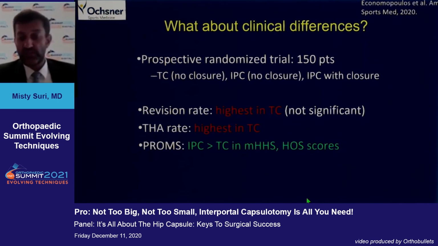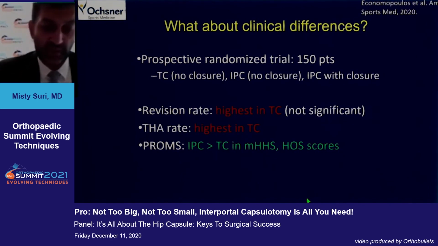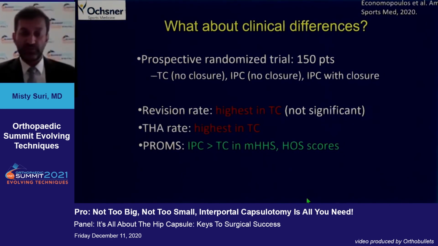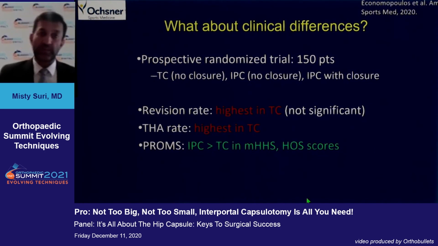So they assessed the revision rate, the conversion to total hip, modified Harris hip score, and the HOS scores at 2-year follow-up. And they found the revision rate was highest in the T-capsulotomy group, but that was not significant. The total hip rate was highest in the T-capsulotomy group, and the outcome scores were better in the interportal capsulotomy group.